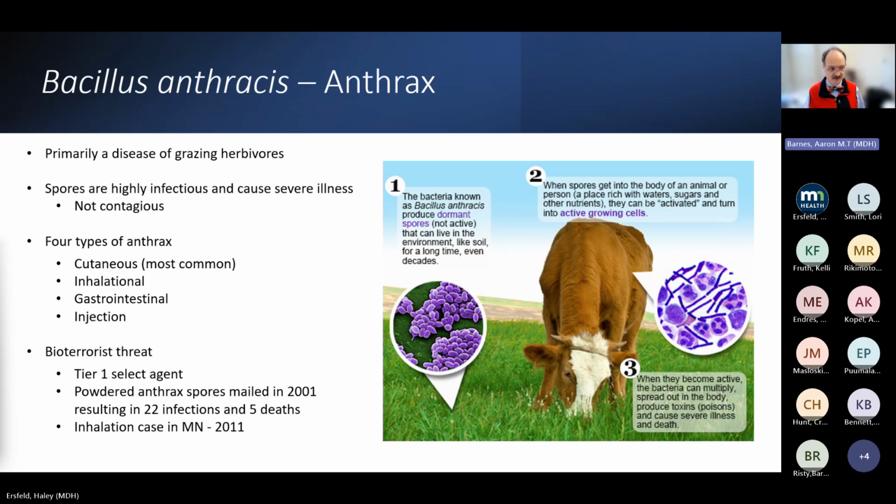Those spores survive really well. And we have had cases. I mean, this is what the whole Amerithrax stuff was 25 years ago now. There were 22 infections from that and 5 deaths.